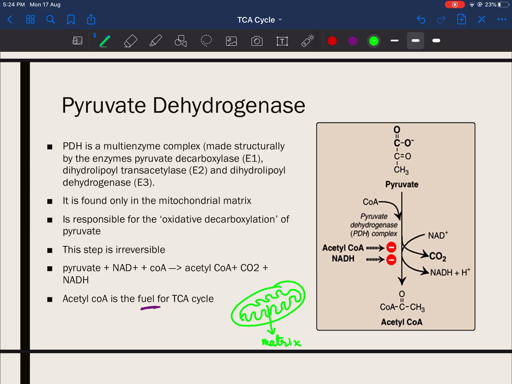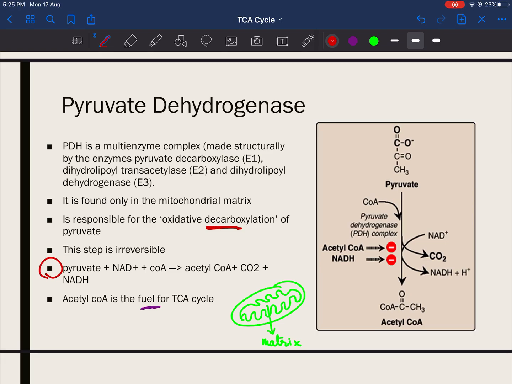Basically, this complex is responsible for the oxidative decarboxylation of pyruvate, and this term is pretty self-explanatory. It just basically means that you're removing a carbon from pyruvate, and we'll see that in a little bit more detail in a second. This step is irreversible, and if I wanted to shorten this entire reaction into just one equation, I'd say that you have pyruvate, NAD+, and CoA, and together the end products are acetyl-CoA, carbon dioxide, and NADH.